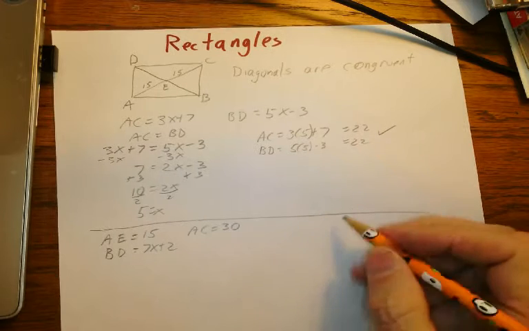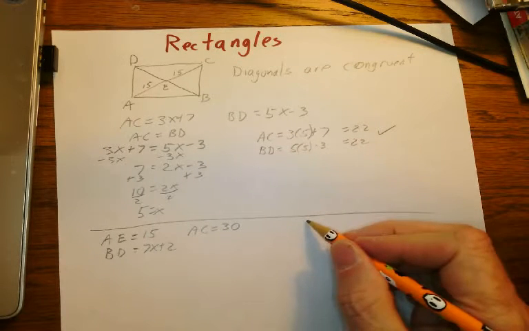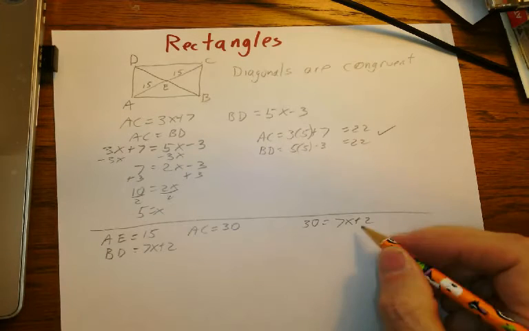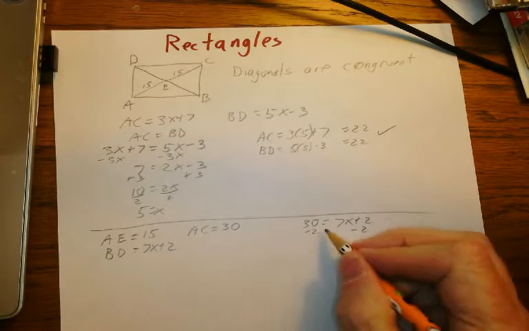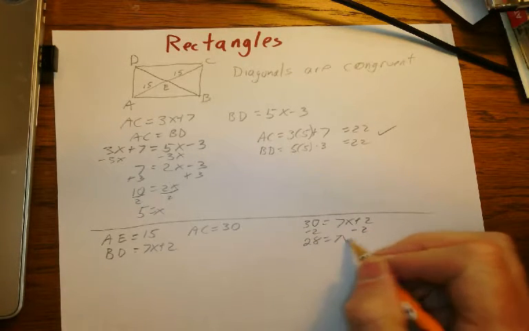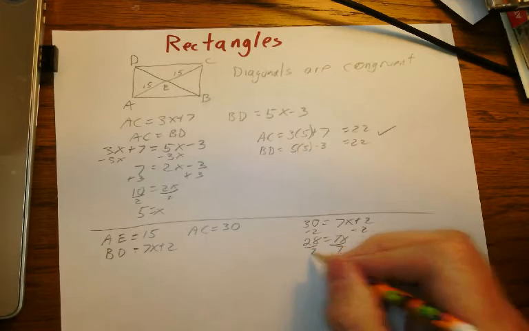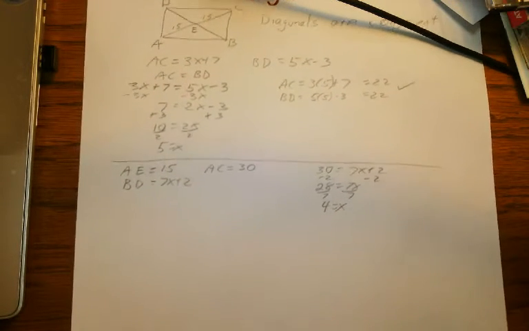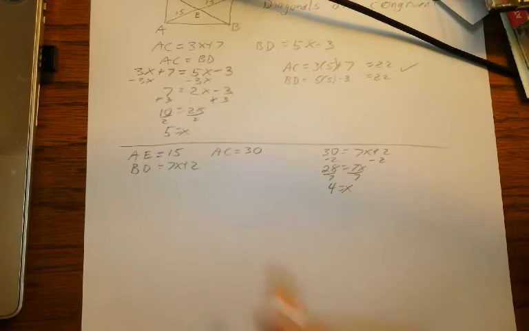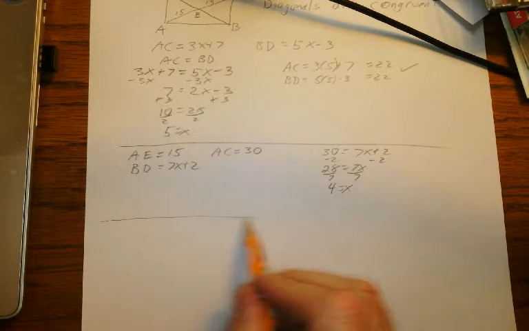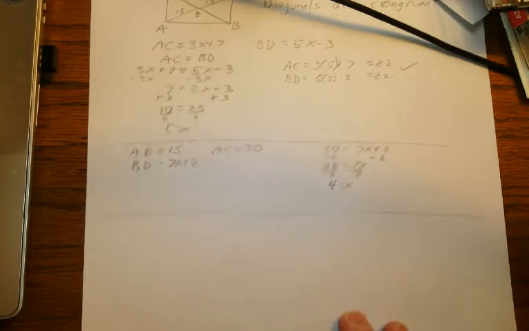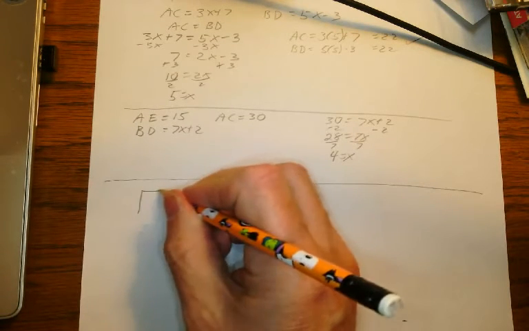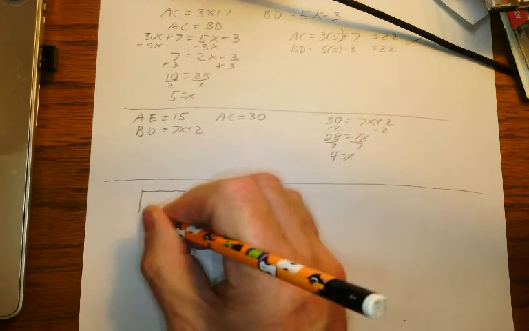And BD is the other diagonal, so our problem here would be 30 is equal to 7x plus 2, since the two diagonals are congruent. 28 is equal to 7x. 4 is equal to x. Okay? Now, the other thing about a rectangle that people sometimes tend to forget is that it has 4 right angles.